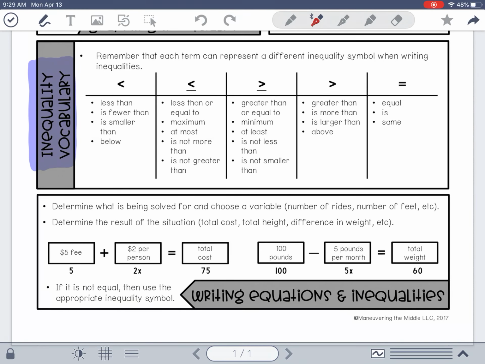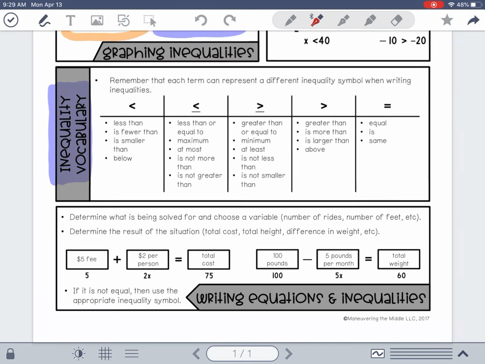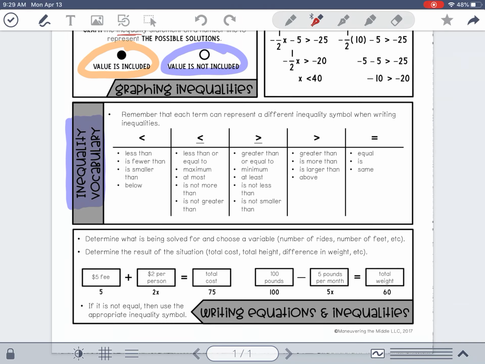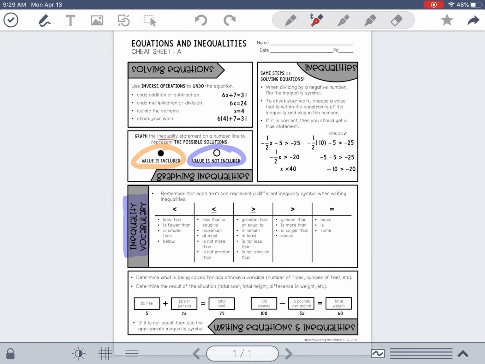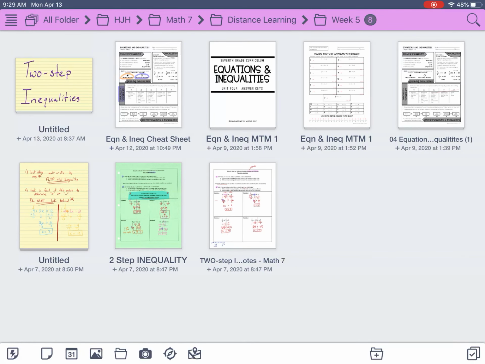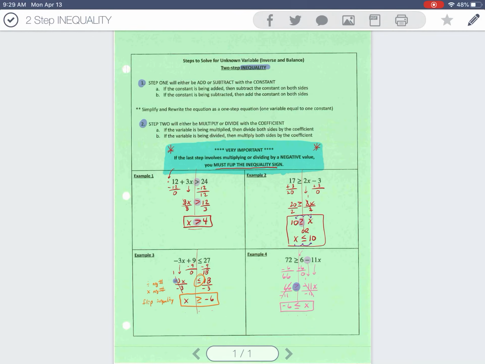Now, there are some ways to write different inequalities. Down below just gives you a few examples. I'm going to go back to one page and do a quick graphing, and we should be done. You already have this page as part of your documentation. Let's go over to the inequalities page.